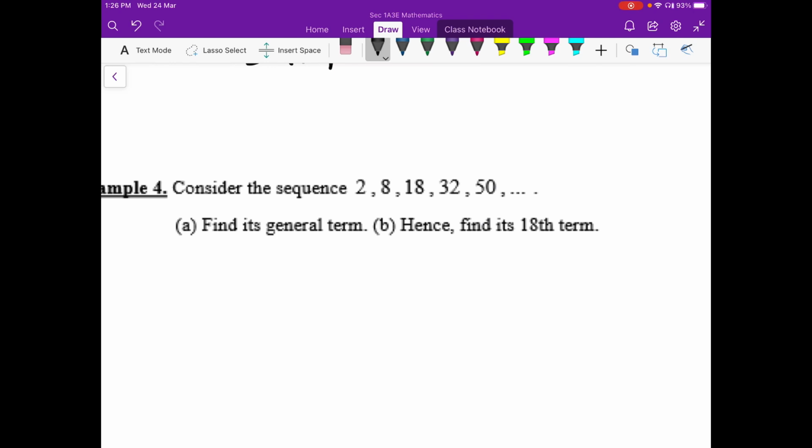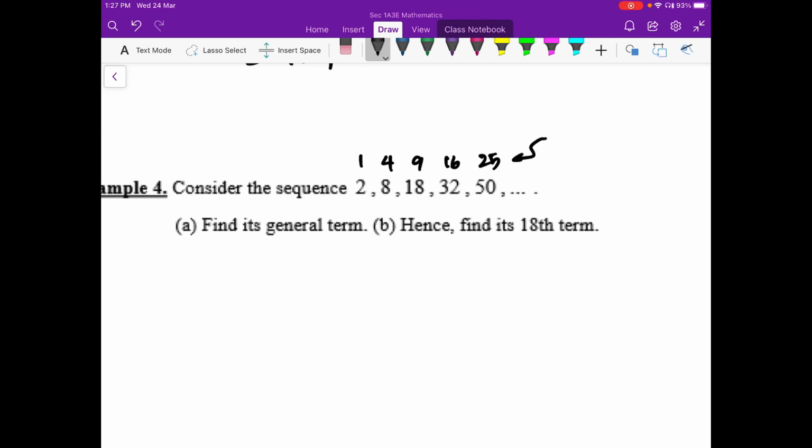Maybe we consider what happens if I divide everything by 2. You get 1, 4, 9, 16, 25. Oh, now it sounds familiar, right? 1, 4, 9, 16, 25, if I divide everything by 2. And then I know this sequence, isn't it?